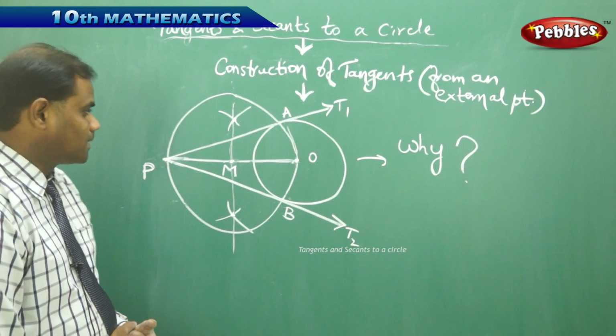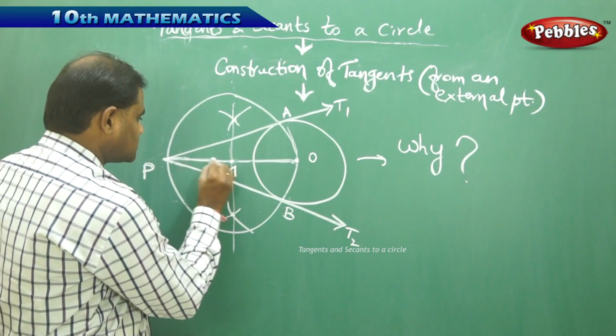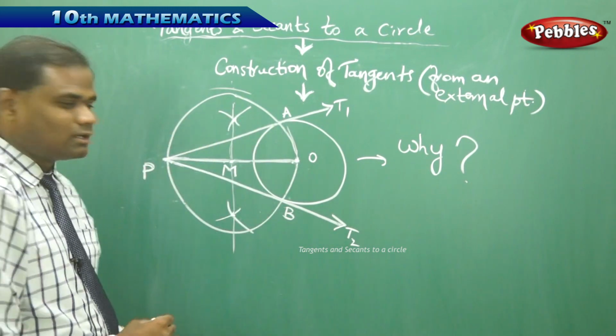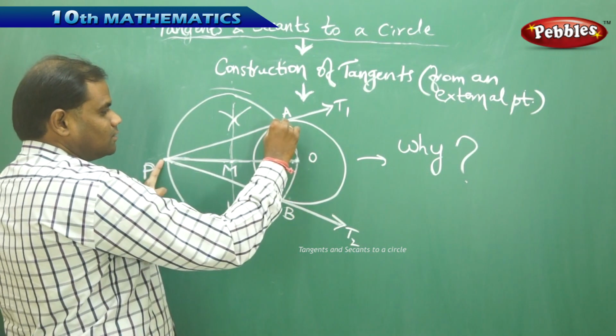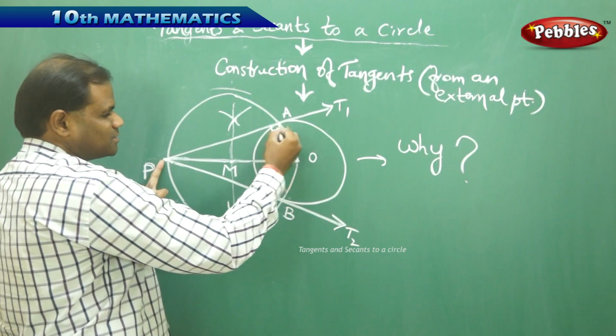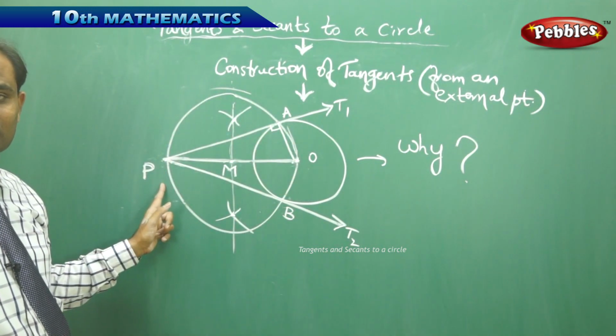So let's see. Clearly, when I take the bigger circle, my diameter here is PO for the bigger circle. Now since PO is the diameter, if I just join A with O, I get this angle to be 90 degrees because this acts as the semicircle for the bigger circle.